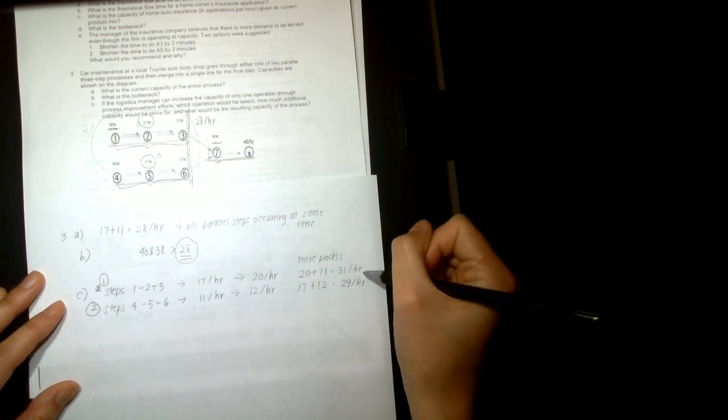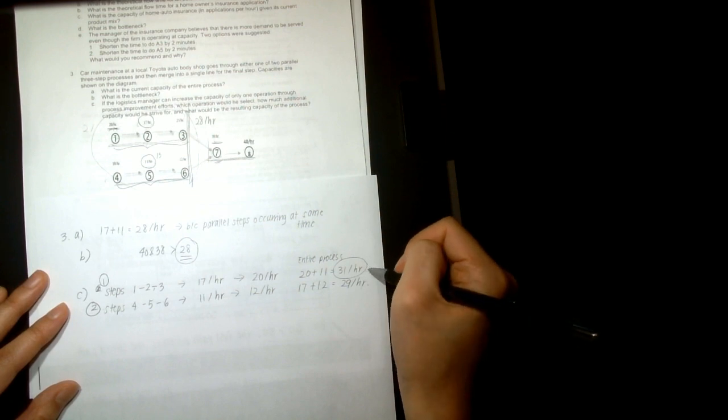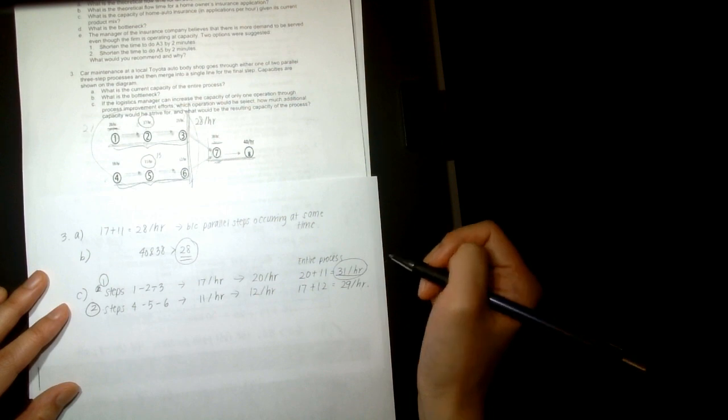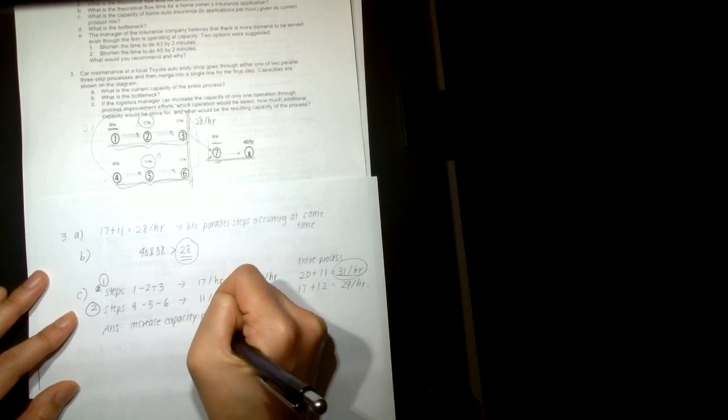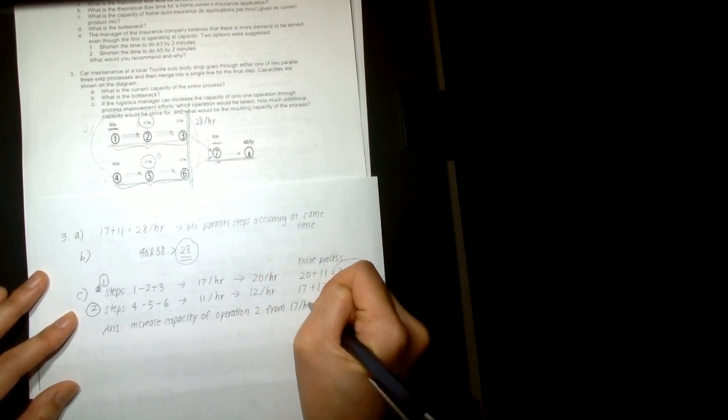And when we compare these two, we obviously want the 31 cars per hour because it is faster. So therefore, the answer here would be: increase capacity of operation from 17 per hour to 20 per hour.